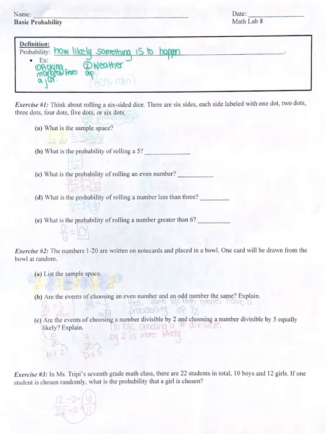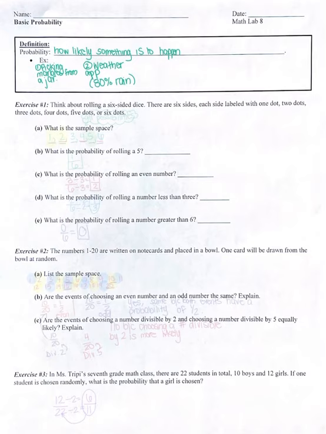And probability is all around us. These are just two examples that I thought would be familiar to you guys. Okay, so we're going to use the example, think about rolling a 6-sided dice. There are 6 sides. Each side is labeled with 1 dot, 2 dots, 3 dots, 4 dots, 5 dots, or 6 dots. So you may have experience with the dice before, maybe in some games. That's what we're going to use to understand probability.